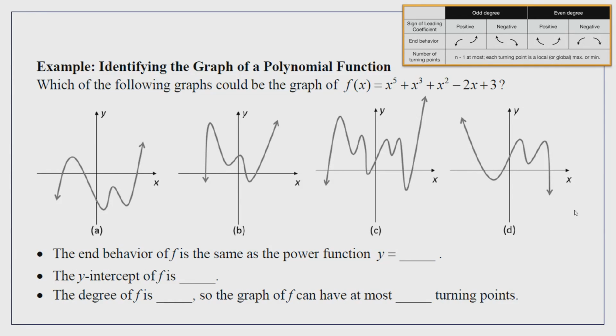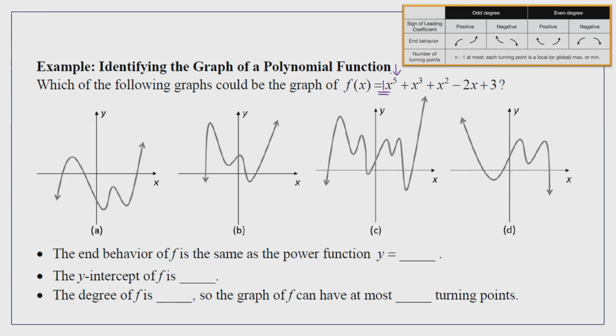In this example, we're asked which of the following graphs could be the graph of f of x equals x to the fifth plus x cubed plus x squared minus 2x plus 3. We can use the end behavior to help us identify which graph it could be. So we need to identify the power and the leading coefficient. Our power is 5 and our leading coefficient is 1.